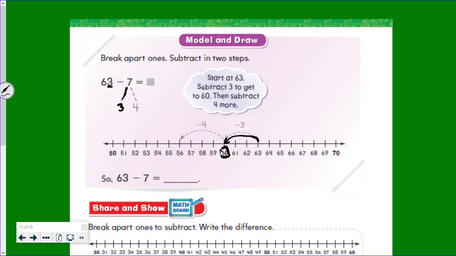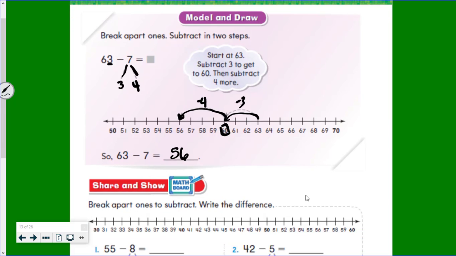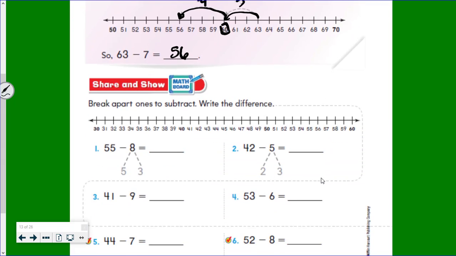Okay, and so then once I'm at 60, I still have to take away the rest of the numbers in 7. So 3 plus 4 equals 7, which is why I have to take away 4 now. So I've already taken away 3, now I've got to take away 4. So 60 take away 4, so I'm taking 4 hops back to 56. And so 60 take away 4 gives me 56. So what that tells me is 63 minus 7 equals 56. Okay, so that makes it easier to subtract. Instead of starting at 63 and trying to count back 7, in my head I can just count back smaller numbers that equal 7. So let's go down to the share and show.